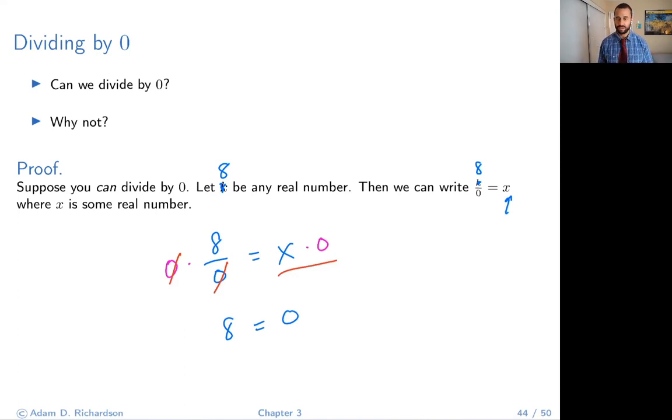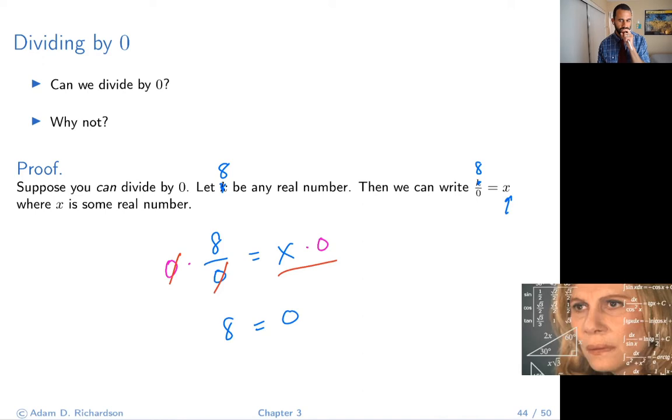Wait a minute. Wait, hold on. Is 8 really equal to, wait, divided by 0? Did I make some mistake? 8 is equal to 0? Hold on, what's going on here? Wait a minute. No, that's right. That means that we can't divide by 0.